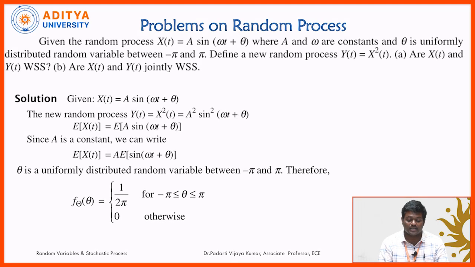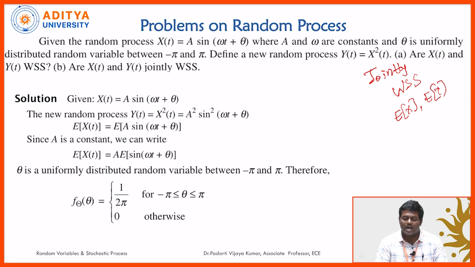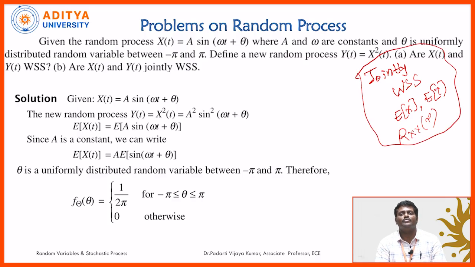The condition is satisfied. Now, we will see the problem related to the jointly wide-sense stationary random process. A random process is said to be jointly wide-sense stationary if we verify three conditions: expectation of x of t must be constant, expectation of y should be constant, and the cross correlation function must be a function of time difference. If all these three conditions are satisfied, we can conclude it is jointly wide-sense stationary.